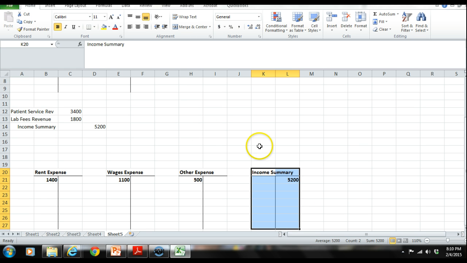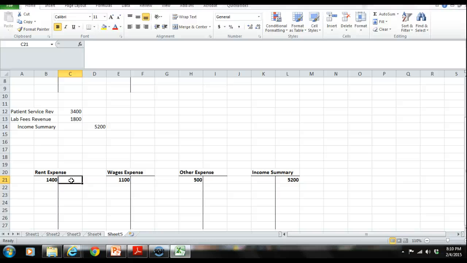So let's just think about this. Bring down my income summary here to show what we've already done. So we want to zero out our rent. We're going to credit it $1,400. We're going to credit wages $1,100. We're going to credit other $500. And if we credit those $3,000, we're going to debit income summary for $3,000.